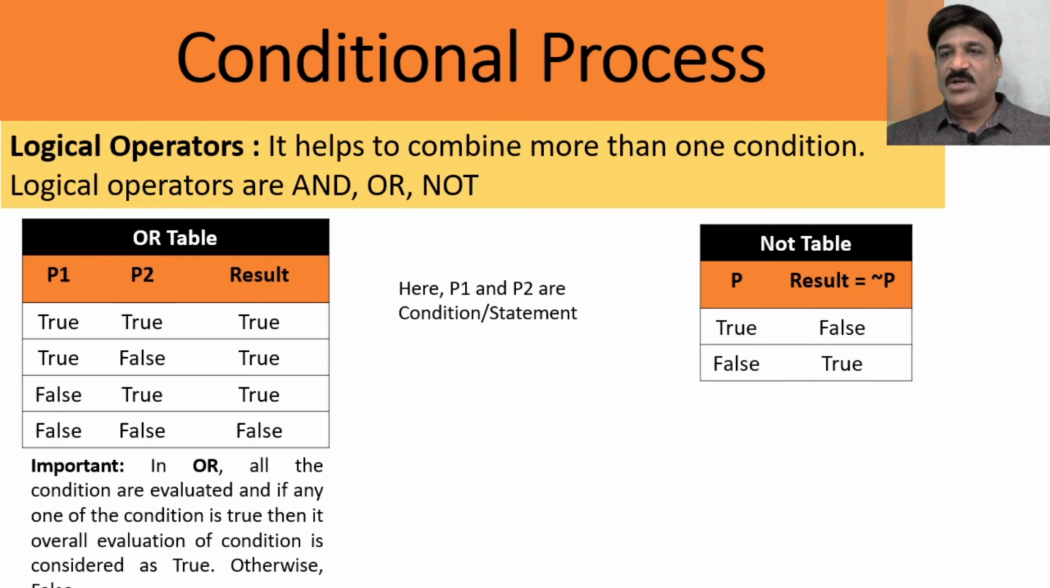Now the last one is what? NOT, which is simply a negation. If the condition is true, then its negation will be what? False. If it is false, it will be true. Now we are going to solve the next few problems based on logical operators.